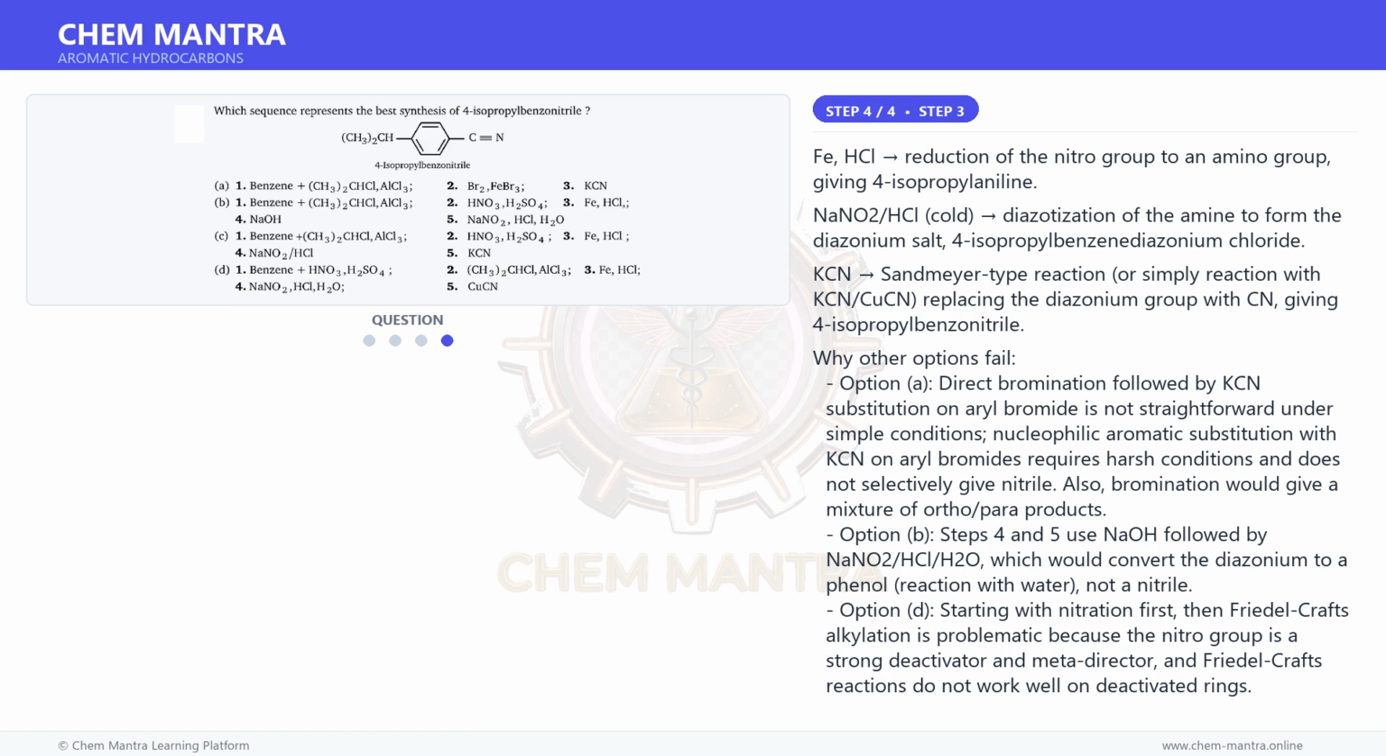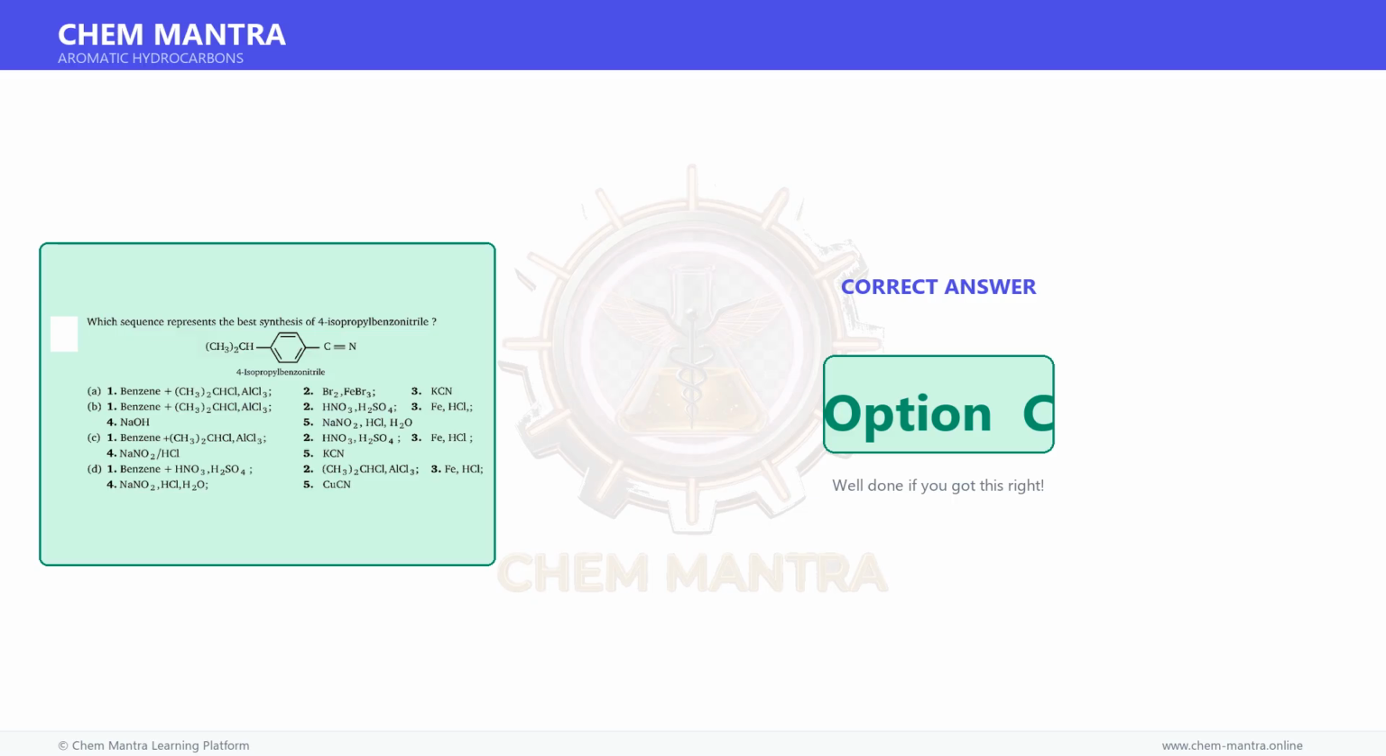Option C is the best and most reliable sequence: Friedel-Crafts alkylation, para nitration directed by isopropyl, reduction to amine, diazotization, replacement with CN via KCN. Therefore, the correct answer is option C.